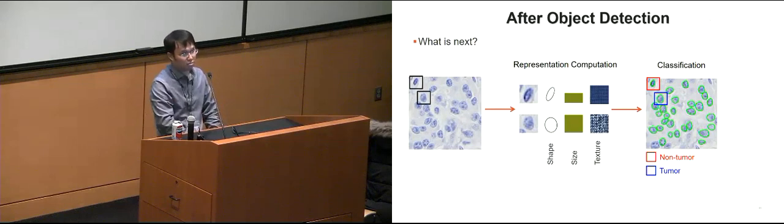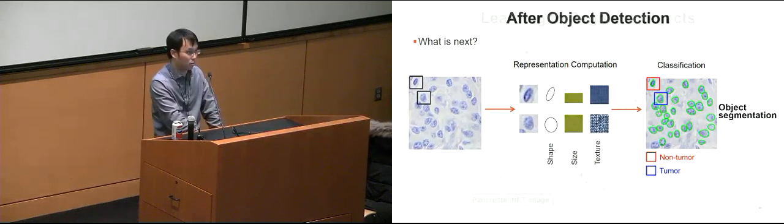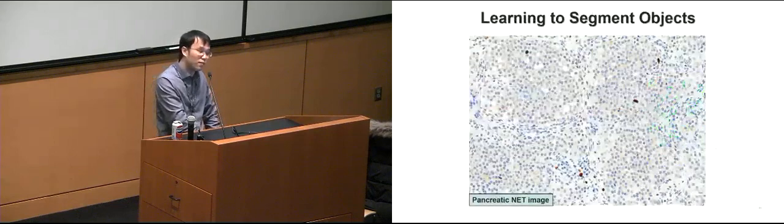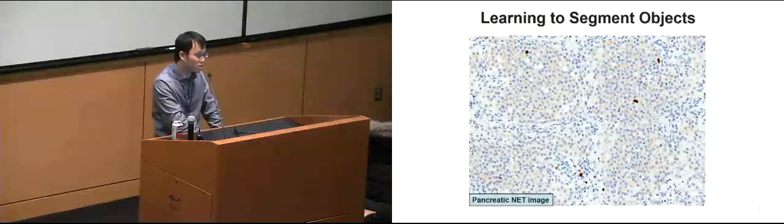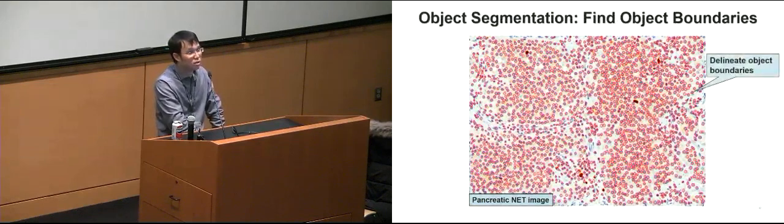Probably you want to measure the shapes or the size or some other features for each item and then do the classification. In order to do the object quantification, you need to segment all of them. This object segmentation will be the next topic. Different from object detection, segmentation requires accurate boundary delineation of all the objects, including those touching cases.